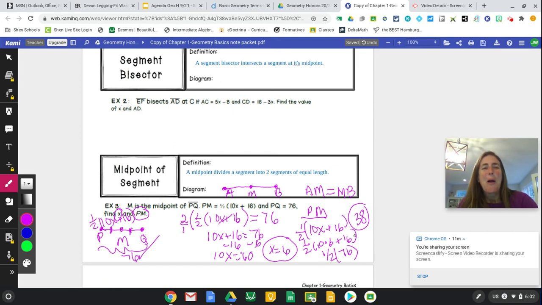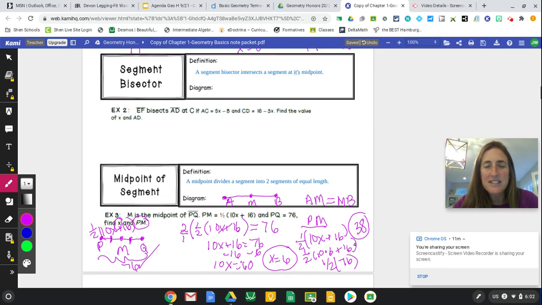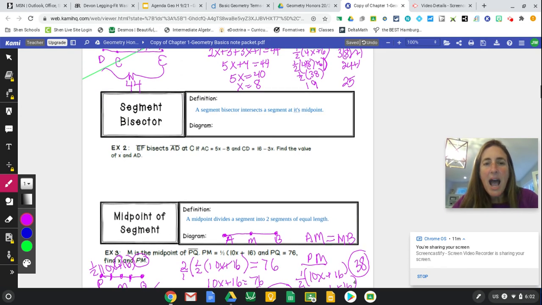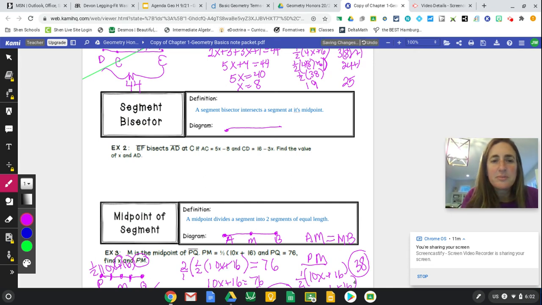Let's go back to that segment bisector. So now that we know a midpoint has to be in the middle of a segment, the bisector is something that intersects the segment at its midpoint. So if I had this segment, let's call it COW because I love cow.